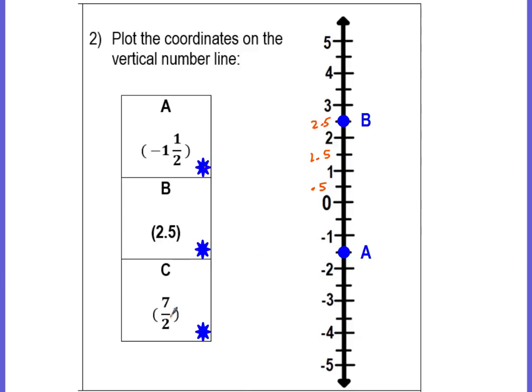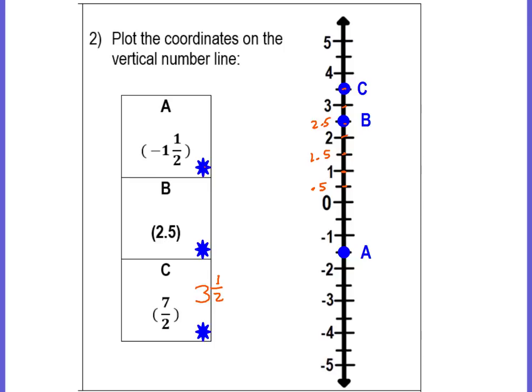And then C is 7/2. So again, you could start at 0 and count 7 of the halves. This would be 1, 2, 3, 4, 5, 6, 7, or you could change it back to a mixed number. 2 goes into 7 3 whole times with a remainder of 1/2, so 3 1/2. So there would be point C.